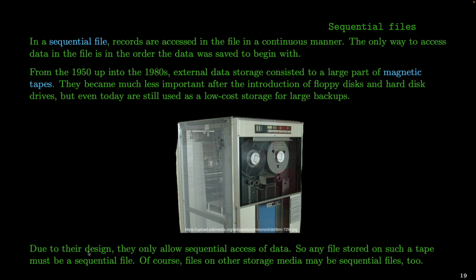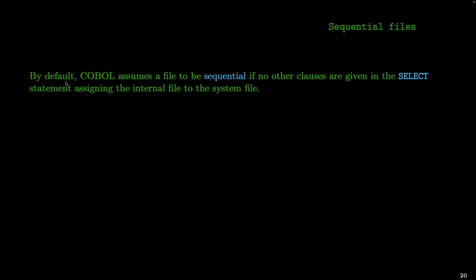And as I said, by their technical nature, the only way to access these tape drives is by sequential access of data. So if you indeed work with a tape drive, then you must have sequential files. But of course, on other storage media, you can also save sequential files. Now, COBOL assumes by default that a file is sequential unless you tell it that it's some other type. So if you give no other clauses in the select statement that assigns your internal file to the system file, then COBOL will assume it is a sequential file.